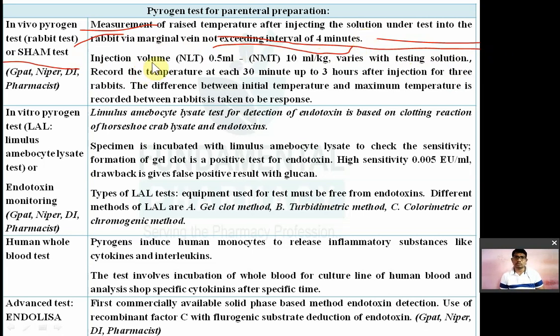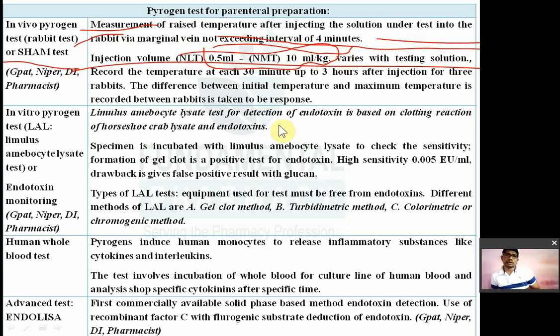Now, injection volume. Okay, what is the injection volume of your solution under test? So injection volume: not less than 0.5 ml and not more than 10 ml per kg. So injection volume के बारे में भी क्वेश्चन पूछते हैं. What is the injection volume for the pyrogen test? So not less than 0.5 ml and not more than 10 ml per kilogram of body weight of your rabbits.